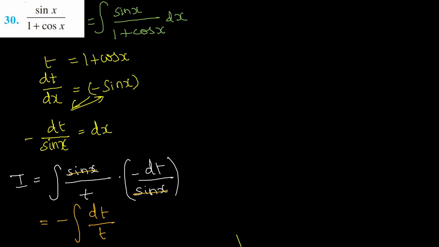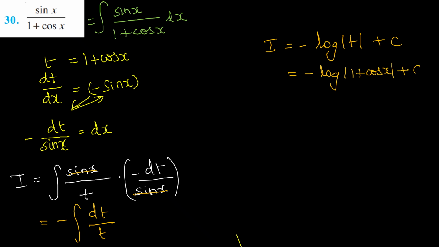Integration of dx by x equal to log x, that is minus log modulus of t plus constant. T value is 1 plus cos x, so minus log of 1 plus cos x plus constant. This is the answer.